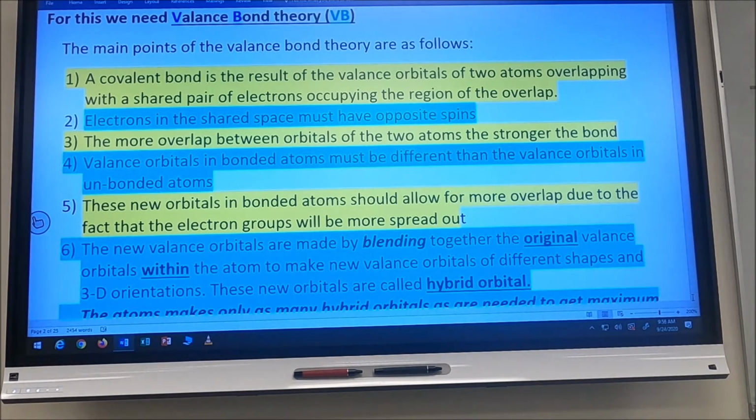These new orbitals in bonded atoms should allow for more overlap due to the fact that the electron groups will be more spread out. The new valence orbitals are made by blending together the original valence orbitals within the atom to make new valence orbitals of different shapes and 3D orientations. These new orbitals are called hybrid orbitals.